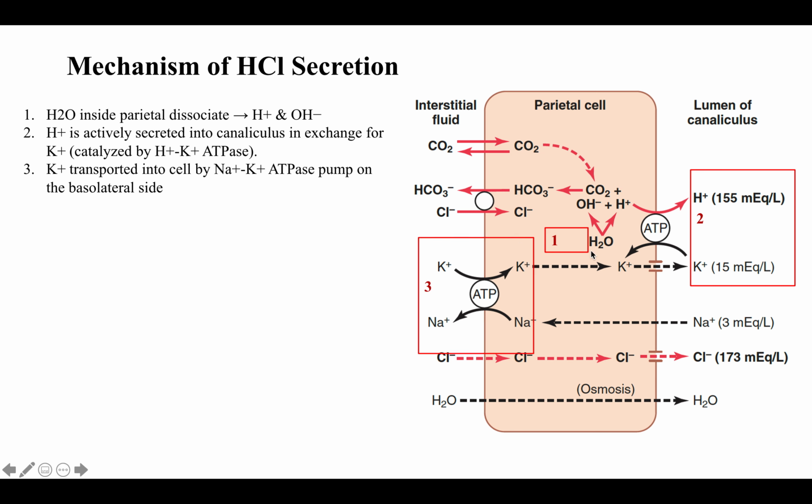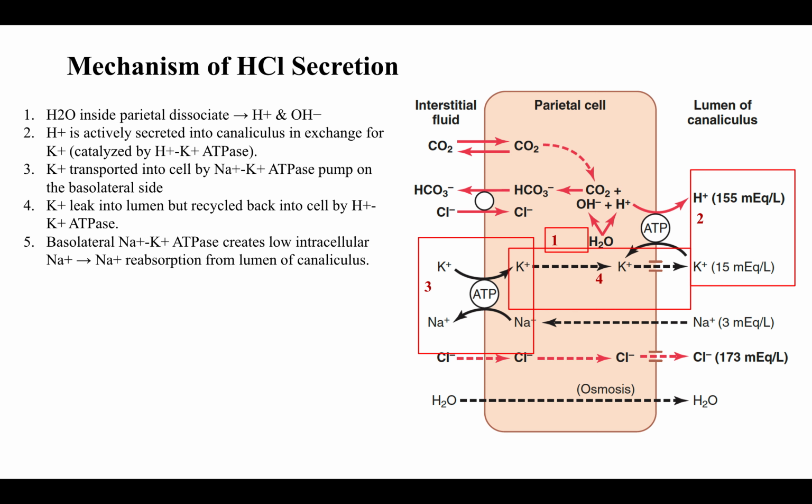The third one is at the basolateral membrane, potassium is transported into the cell in exchange for sodium, which is transported outside the cells using sodium potassium ATPase. Okay, after this step, the potassium which is transported inside the cell will leak into the lumen. But this potassium leaked out from the cell into the lumen will be actively transported back to the parietal cells in exchange with proton using the proton potassium ATPase.